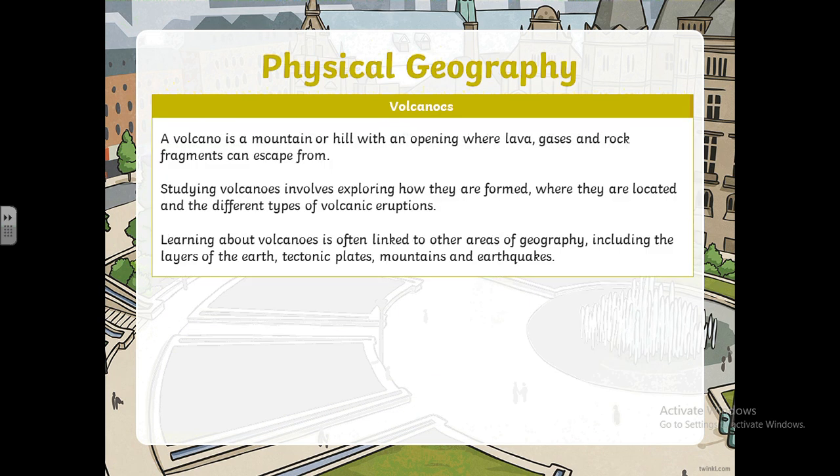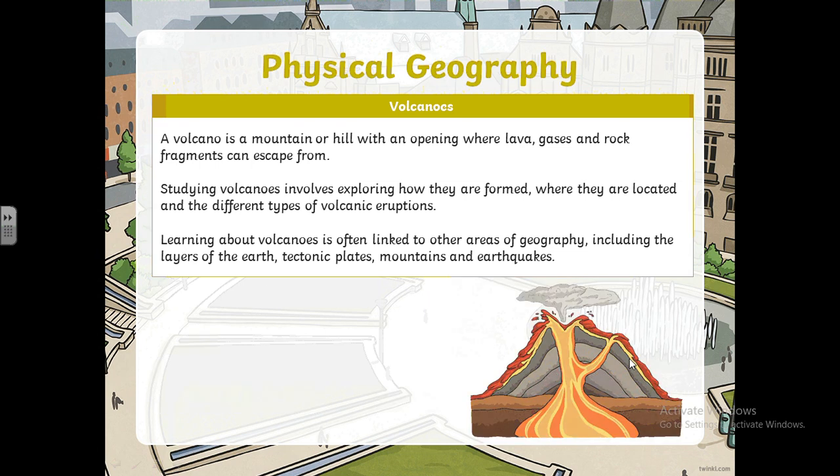And volcanoes. A volcano is a mountain or hill with an opening where lava, gases, and rock fragments can escape from. Studying volcanoes involves exploring how they are formed, where they are located, and the different types of volcanic eruptions. Learning about volcanoes is often linked to other areas of geography, including the layers of the Earth, tectonic plates, mountains, and earthquakes. So that's another form of physical geography, something that is naturally occurring. Humans don't control volcanoes. They cannot control when one goes off. They can't just plug it up.